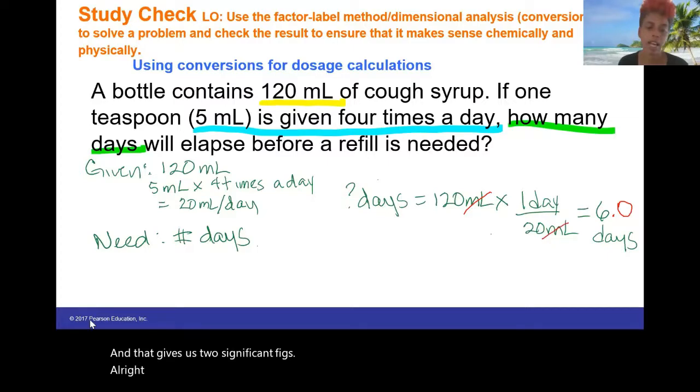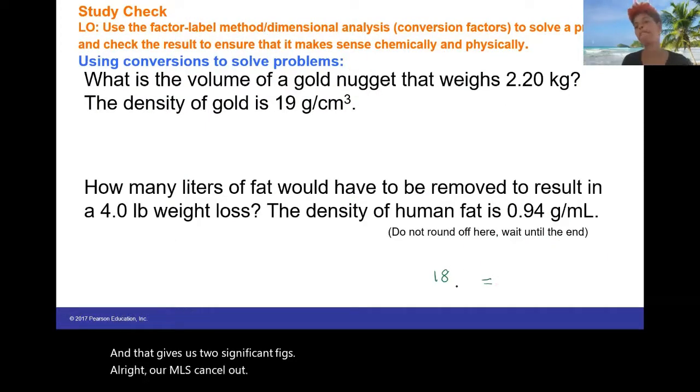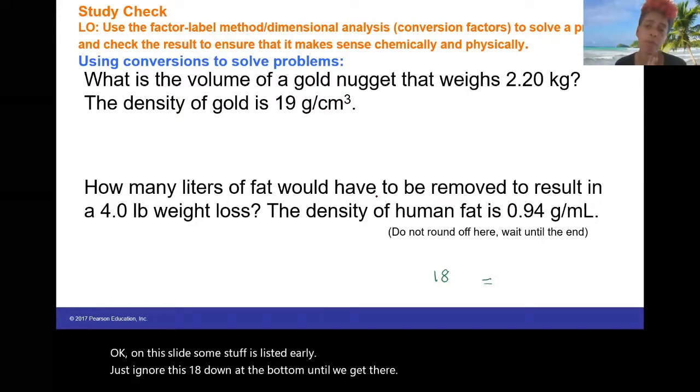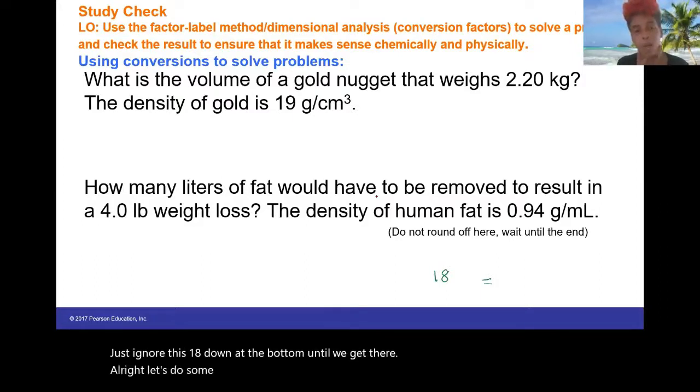Okay, on this slide, just ignore this 18 down at the bottom until we get there. All right, let's do some more unit conversion problems.